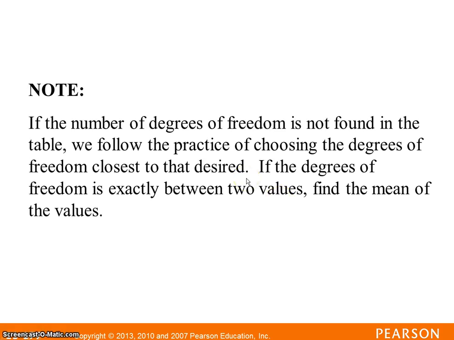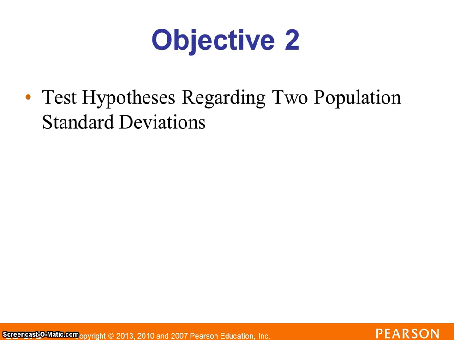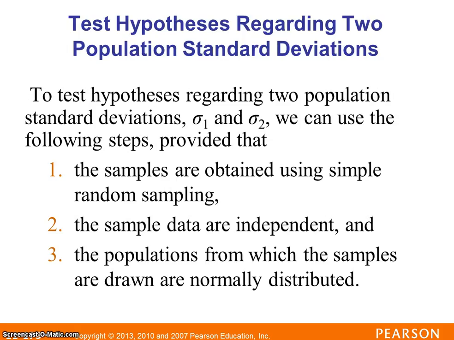One thing to note here is that the degrees of freedom is not found in the table. We follow the practice of choosing the degrees of freedom closest to that which is desired. If the degrees of freedom is exactly between two values, just find the average of the two values. So that brings us to our second objective, which is the test regarding two population standard deviations.